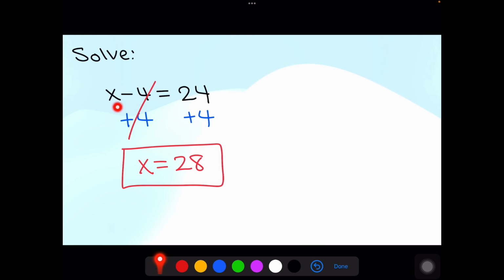So we're just left with the x. And on the right-hand side, 24 plus 4 is 28. So my solution is x equals 28.